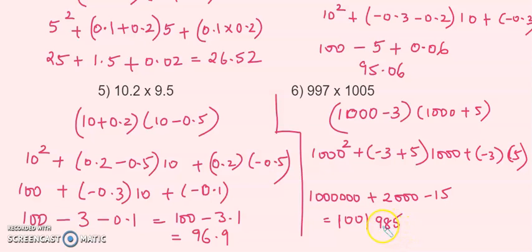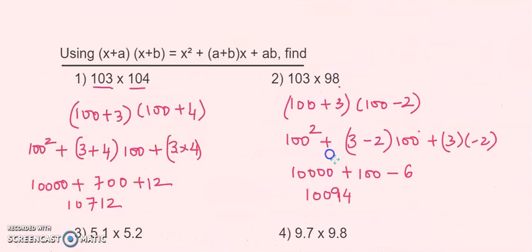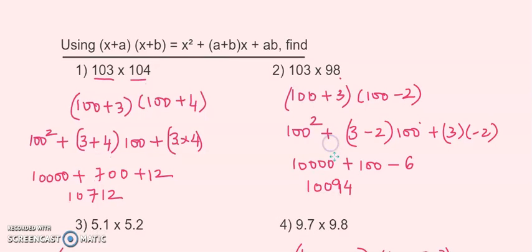So what are we doing here? There's a common factor, that is 100 plus, 100 minus, 10 plus, 10 minus, 50 plus, 50 minus. So we are ending up getting the same identity, x plus a, x plus b, which is x squared plus a plus b x plus ab.